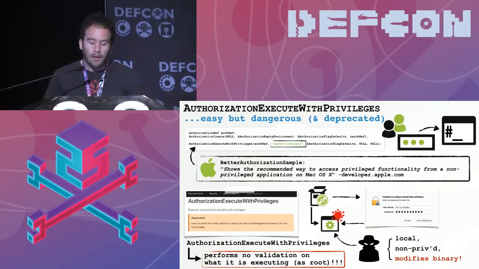So that's great. The problem is it performs no verification of what it's executing and is open to a massive race condition. So, an example. A legitimate application, say an installer, needs to perform some privileged action, needs to execute something as root. So what it'll do is invoke that AuthorizationExecuteWithPrivileges function and give it a path to something to execute, for example, an installer script.